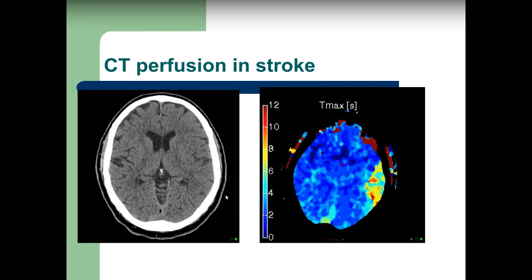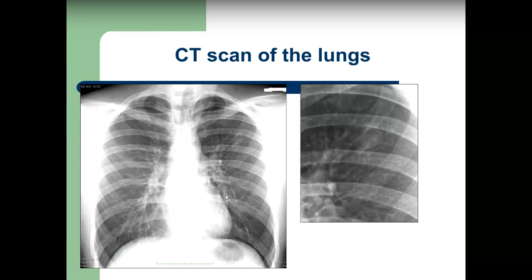This is another example of effectiveness of CT perfusion in stroke. In the left temporal lobe, there are no changes at routine CT, but there is a great change in Tmax. Tmax is the time while contrasting will be maximal. And I'll show you some other pictures.